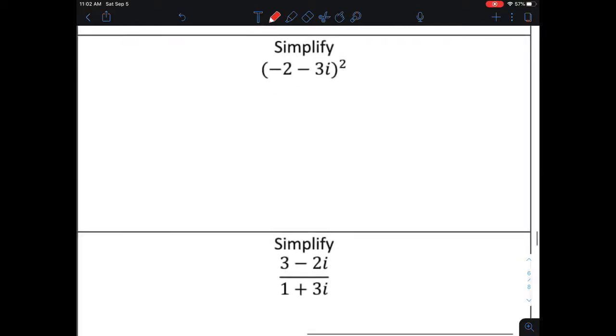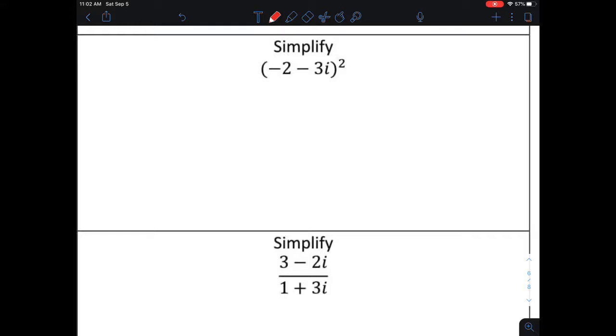Same rule applies if we're squaring complex numbers. Treat them like binomials. So you could write this as the product of the two complex numbers, -2 minus 3i times itself, or you could apply our algorithm to expand the square. Either way, it all comes out the same.